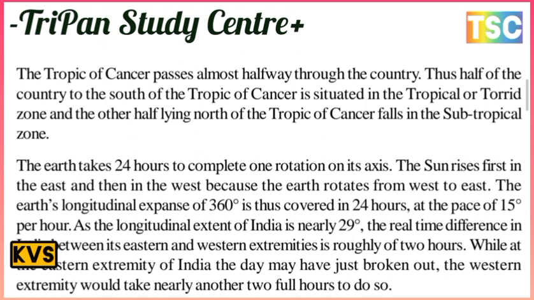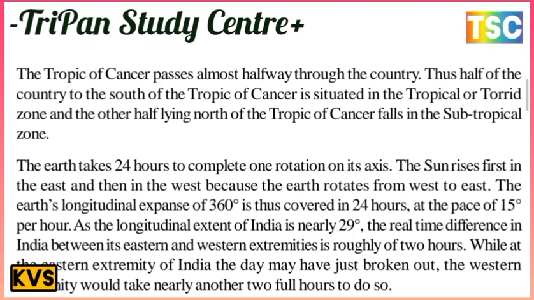That is important. The earth takes 24 hours to complete one rotation on its axis. The sun rises first in the east and then in the west because the earth rotates from west to east. The earth covers 360 degrees of longitude in 24 hours, at the pace of 15 degrees per hour.